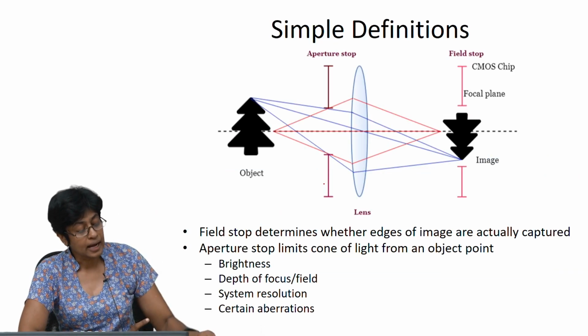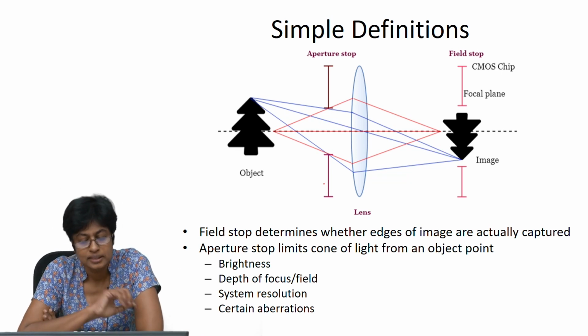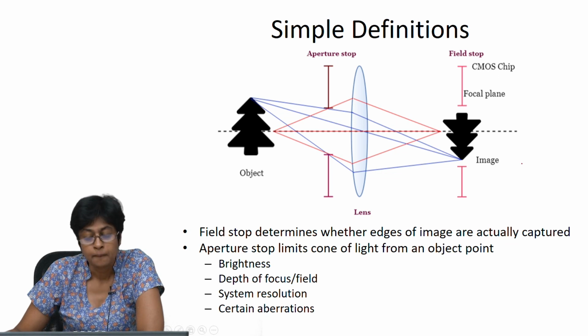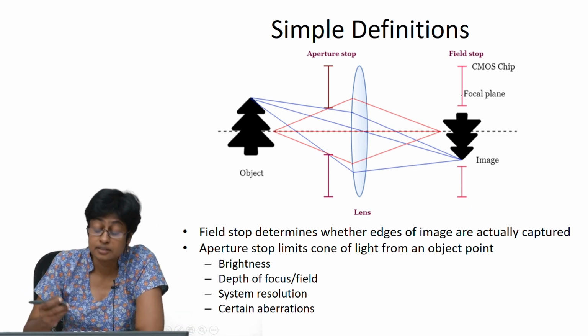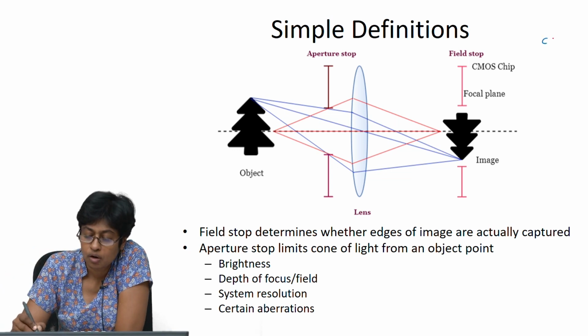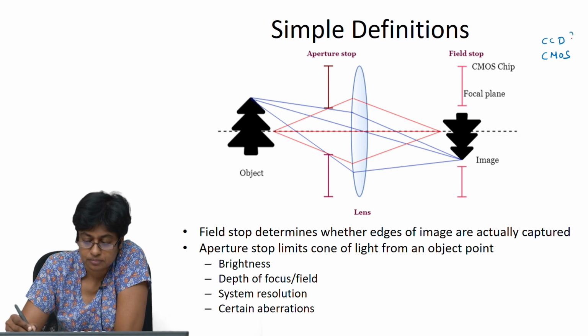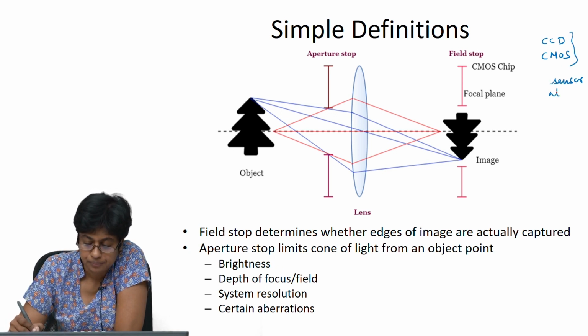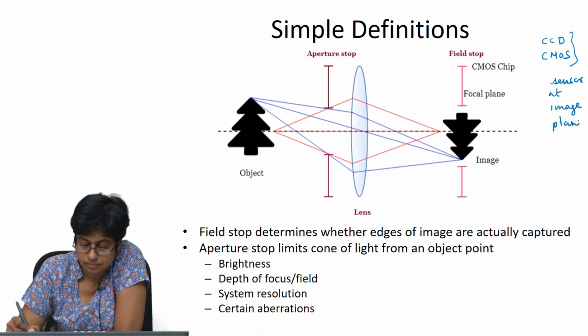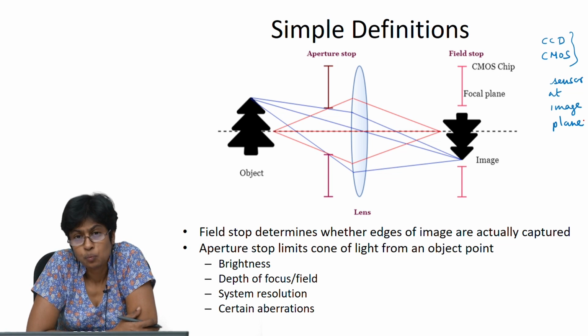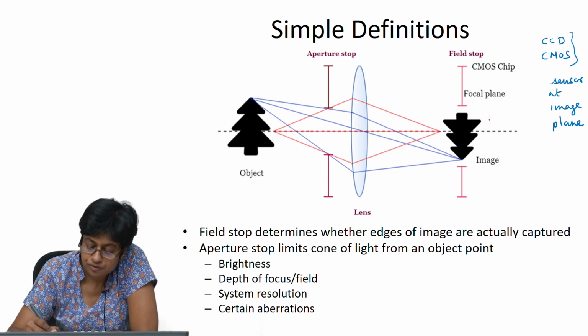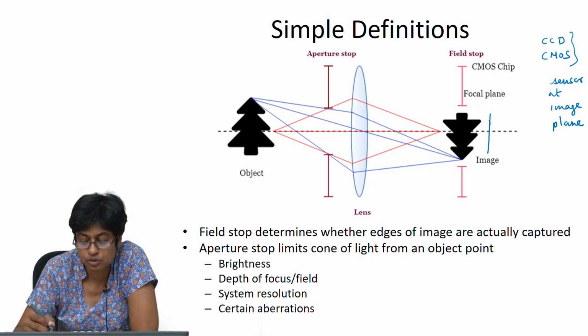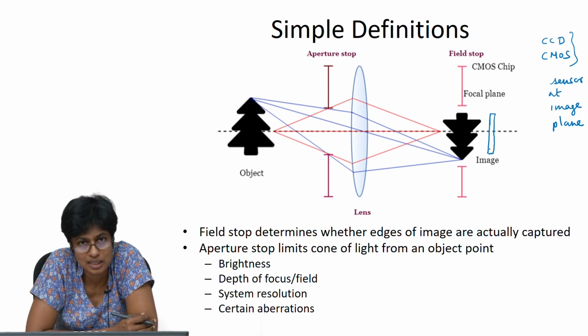The field stop has a completely different effect. So if I look at this example, again I have an object, I have a lens, I have the image formed at the image plane, and let's say my field stop is at the image plane. Let's say I'm capturing the image on a CCD or a CMOS sensor. Okay, so this is at the image plane. Now, what would happen if the sensor and the image were not of the same size, and importantly, what would happen if the sensor was smaller than the image? So let's say this was the size of my sensor, and you can see the image is larger.